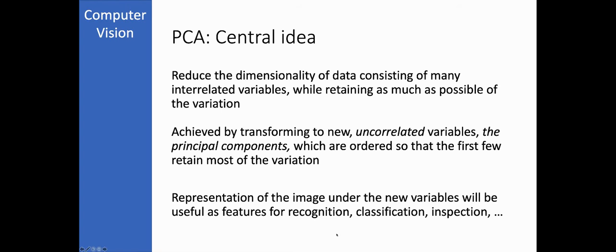The central idea in PCA is to reduce the dimensionality of data consisting of many interrelated variables, while retaining as much as possible of the variation. And this we achieve by transforming it to a new coordinate system, which we'll call the principal coordinates, or principal components, which are ordered so that the very first few principal components will retain most of the variation seen in the images. And if we represent the image under these new variables, they will be useful for various tasks.